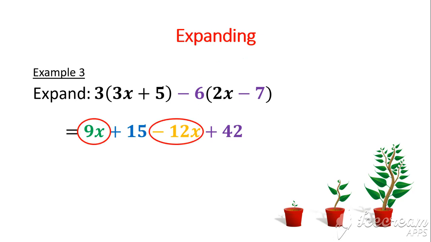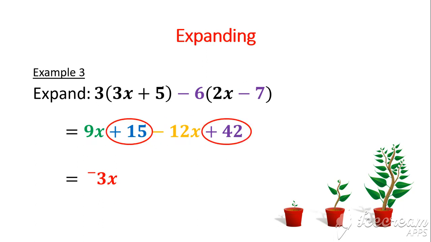Right, these are our like terms. 9x subtract 12x. 9 take away 12 leaves negative 3x. And these are like terms. Plus 15 plus the 42. So 15 plus 42 makes 57. So our answer is negative 3x plus 57.